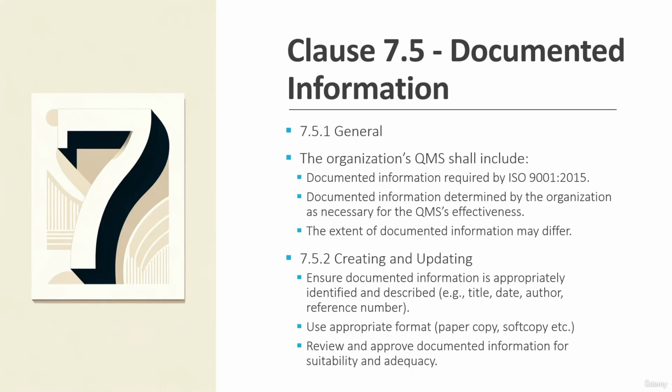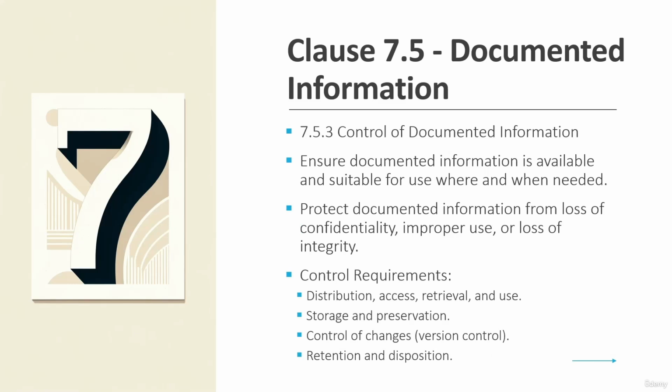When you issue a document, somebody will review that, somebody will approve that, and you would have seen the signatures on that document which say prepared by this, checked by this, reviewed by this, approved by this. So you might have different boxes for the approval process, and that's what ISO 9001 is asking for. So this was about creating and updating documented information. 7.5.3, which is the next sub clause, is control of documented information.